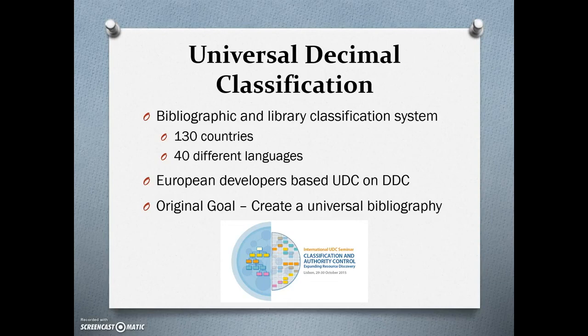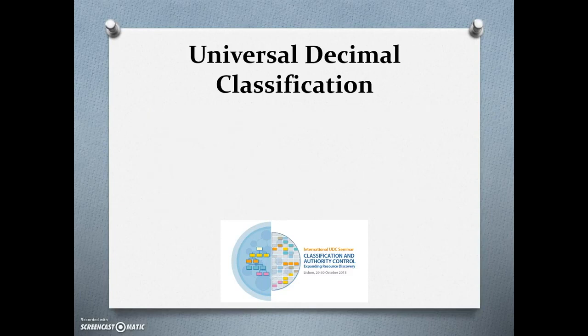So, the Universal Decimal Classification System, or UDC, is a bibliographic and library classification system that enjoys worldwide use in 130 countries and has been published in over 40 different languages. The European developers of UDC based their system on the Dewey Decimal Classification with the intention of creating a universal bibliography that would index all publications that were in existence, which was a very admirable but decidedly difficult goal.